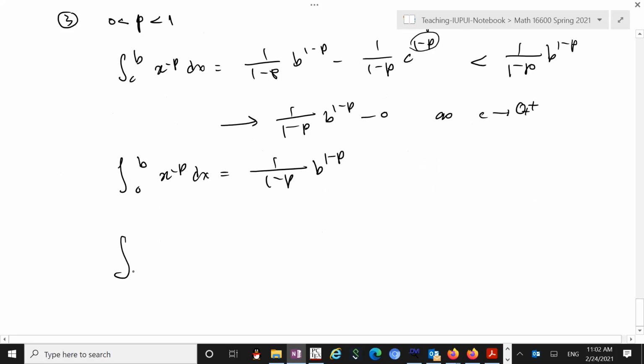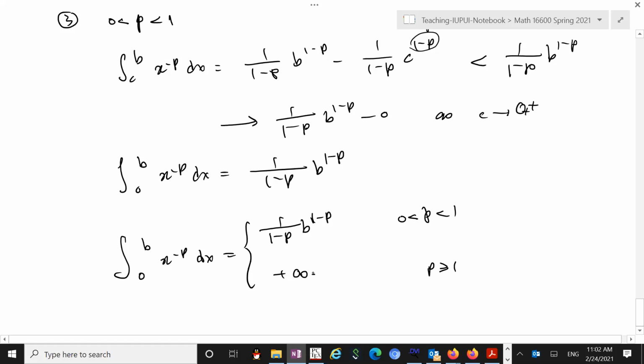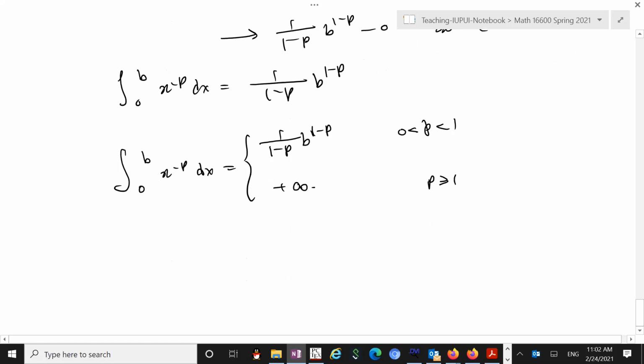So right now we have this summary. If p is less than 1 and greater than 0, it's finite, and if p is greater than or equal to 1, it's infinity. Okay. So that means for the integral, let's take a look at 2 examples. From 0 to 1, square root of x dx. When you see something like that, you know this is already finite. However, from 1 to infinity, this will be infinite.